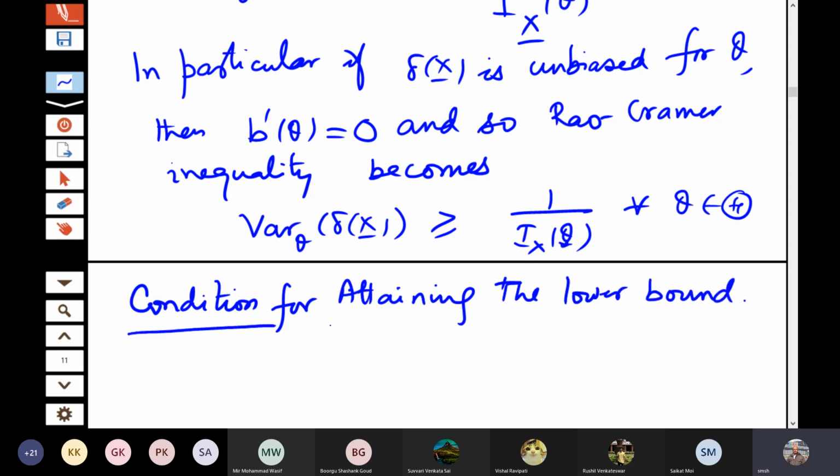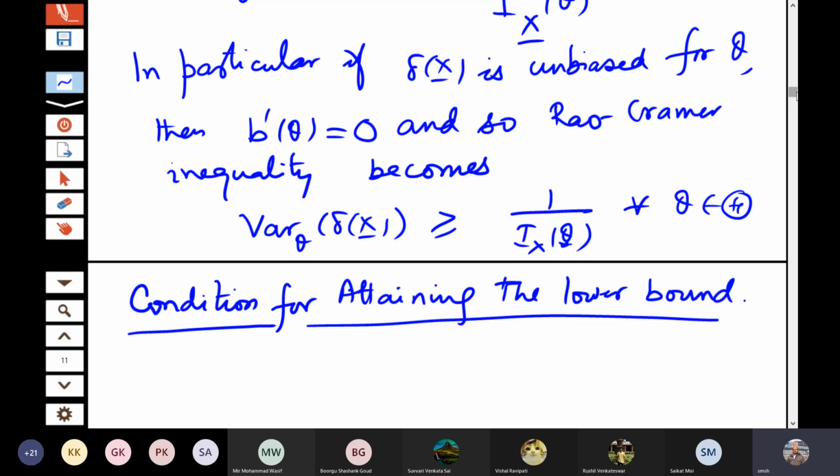Okay, so how has the inequality been attained? It is attained by using the covariance or correlation inequality. Now, in the correlation inequality, you know that the equality is achieved if X and Y are linearly correlated with probability 1.